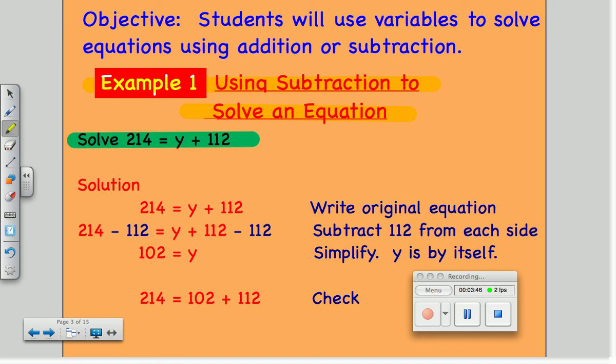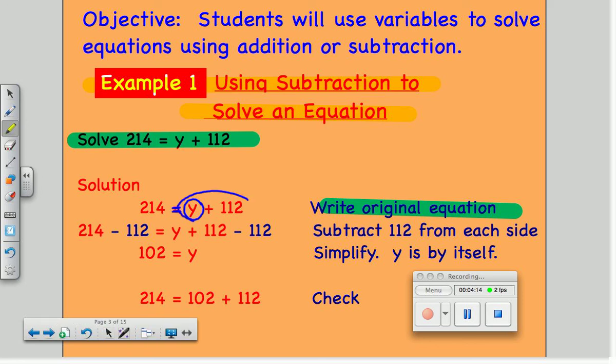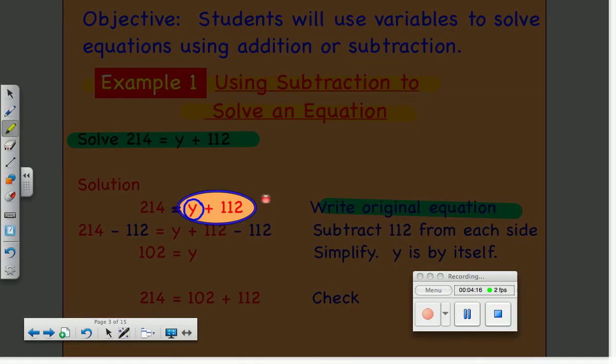So 214 equals y plus 112. First we write the original equation. So we've done that, write the equation. Then how do I solve this? Remember, your goal is always to isolate the variable. We're going to get this y all by itself on one side of the equal sign. Well, let me focus on this side and see what's with the y right now.